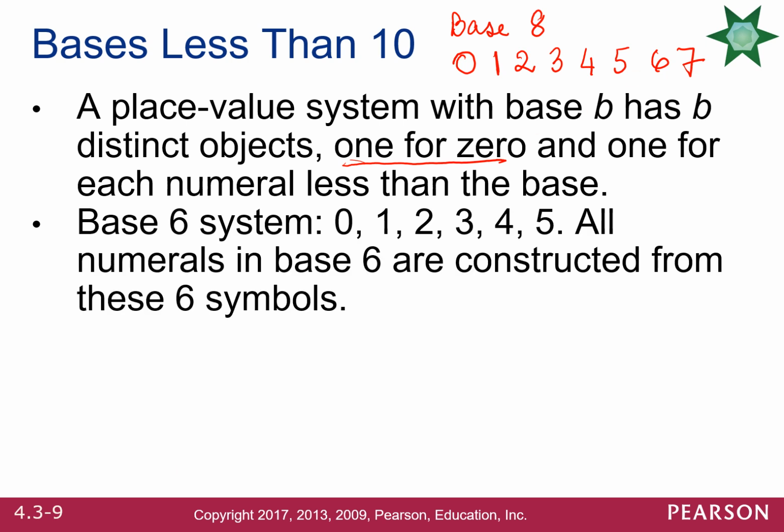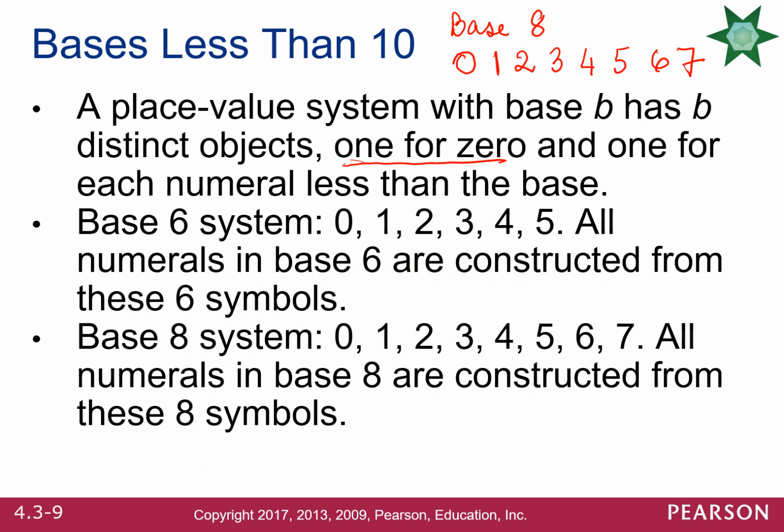And then a base 6 system, for instance, would have a 0 to represent 0, and then a numeral for each value less than the base 6, that means we go up to 5. All numerals in base 6 are constructed from these 6 symbols. Likewise, for base 8 system, we start with 0 and then go all the way to 7, like we showed here. All numerals in base 8 are constructed from these 8 symbols. All right?